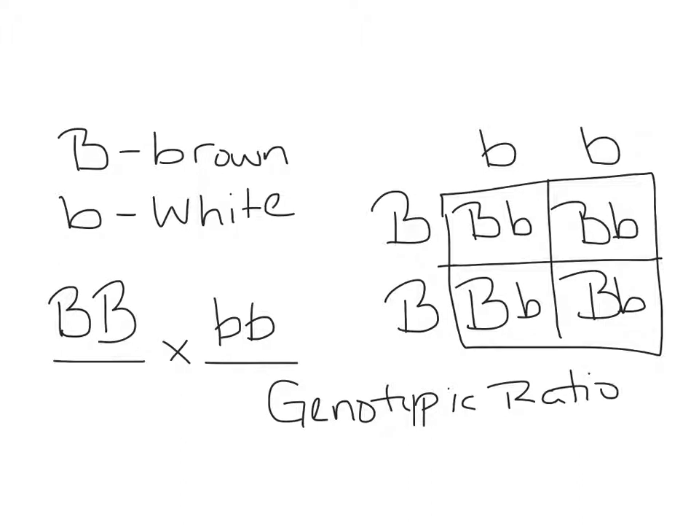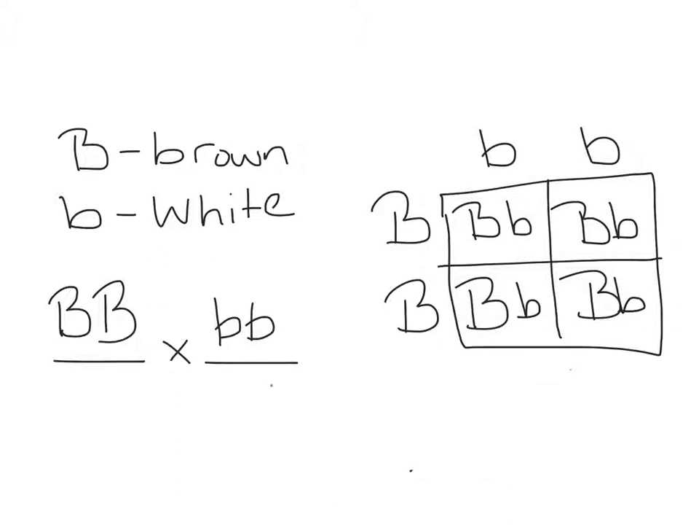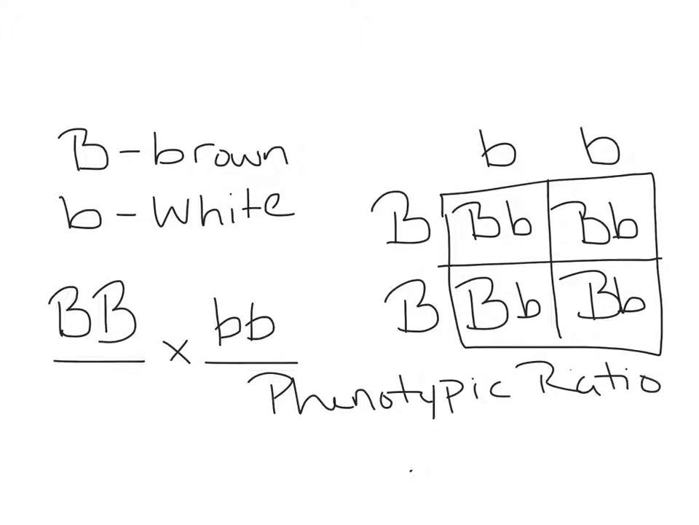So the genotypic ratio is 100% big B, little b, or heterozygous. So the phenotypic ratio is going to be a translation of our genotypic ratio. Okay, so what color are these rabbits? So big B, heterozygote has one dominant allele, which means that all of these rabbits are going to be brown.